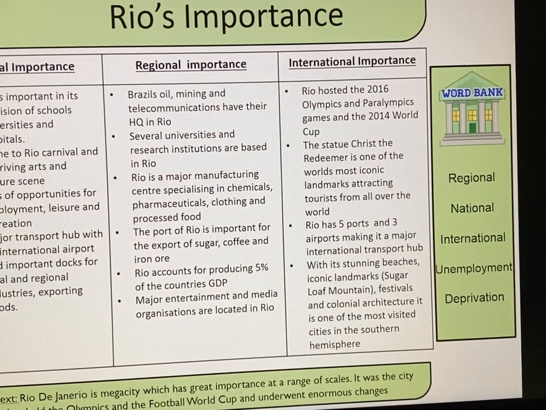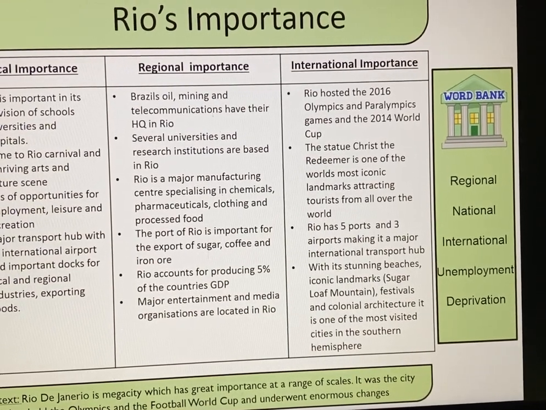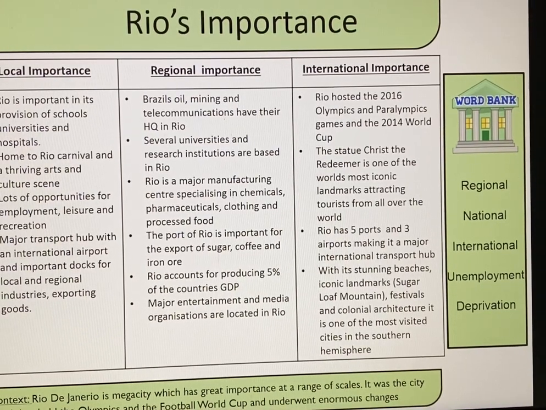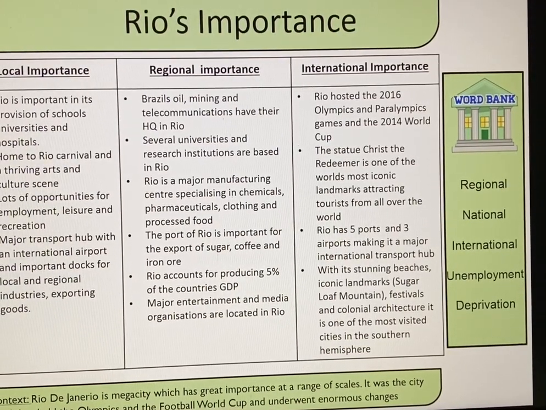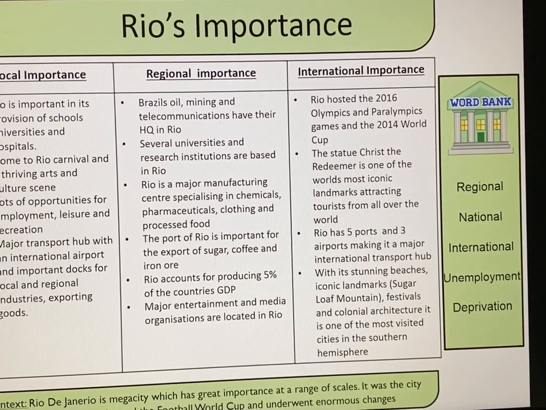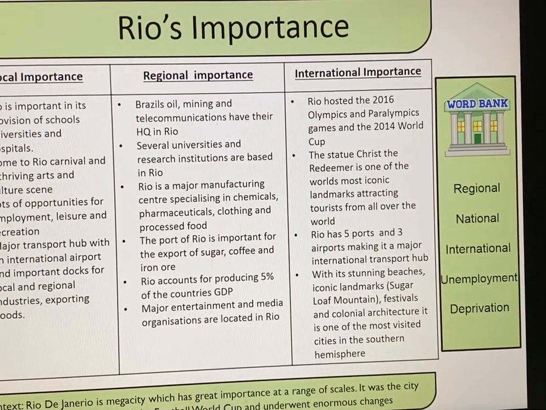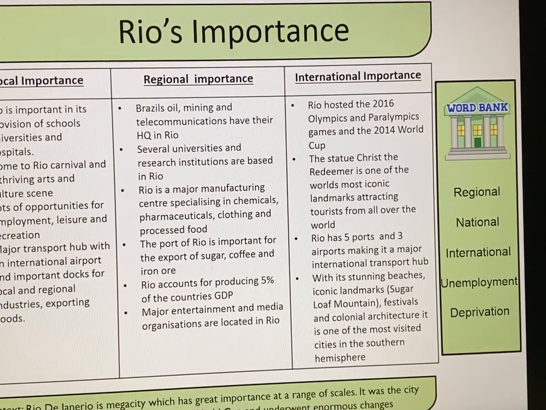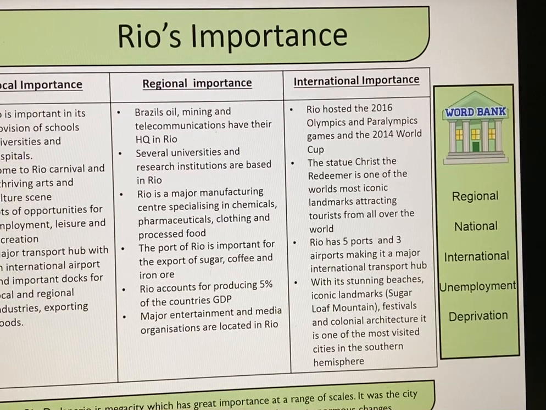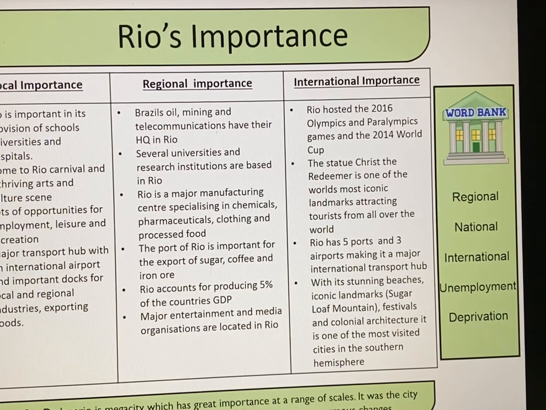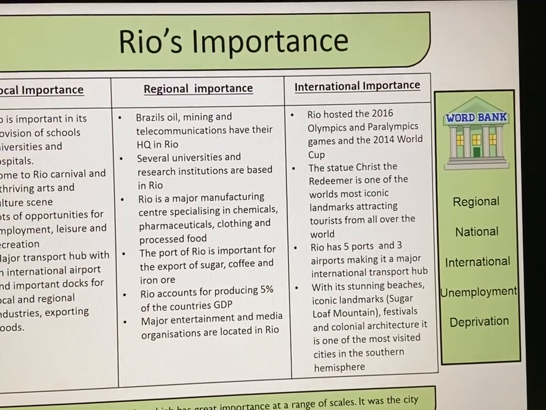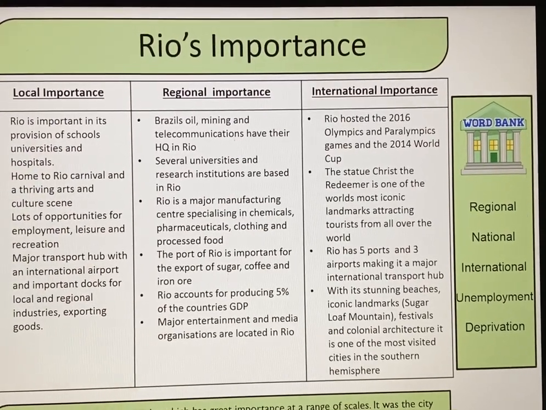Right? So these are really important because this is where the managers sit. This is where the chief executives and the executives sit, right? So it's not the miners or anything like that. Rio is also a manufacturing centre, especially for processed food, clothing, pharmaceuticals and chemicals. And Rio produces 5% of all of Brazil's GDP. So it doesn't sound like a lot, but actually, as far as cities go, that's a huge amount.